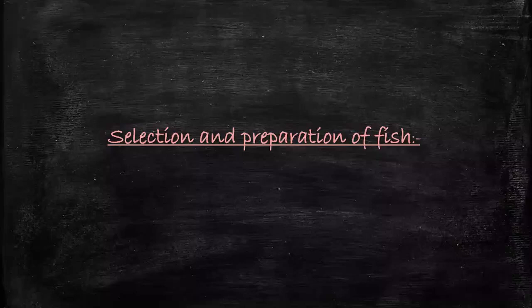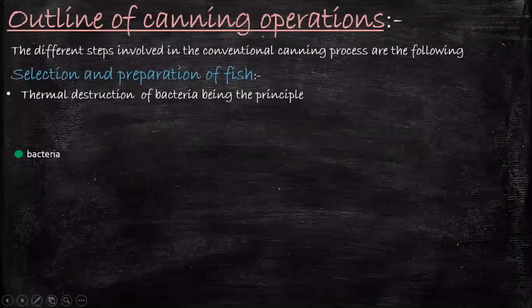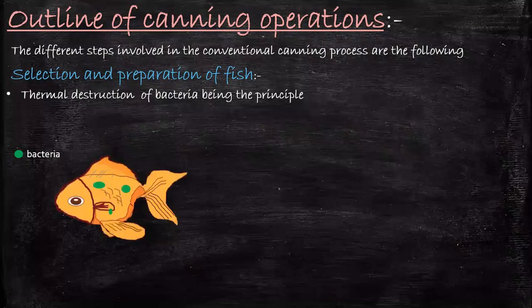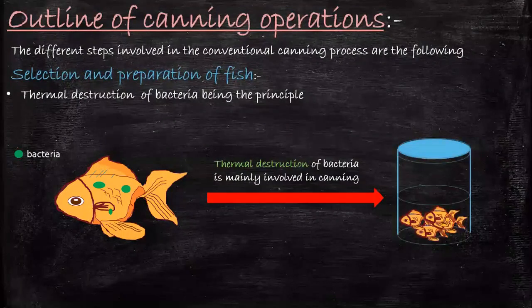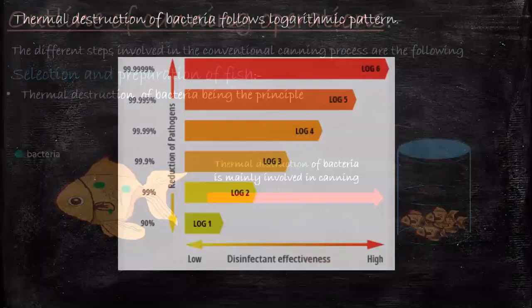So let's see. Selection and preparation of fish is part of our canning process operation. When we are taking the cans, we are preparing the canning procedure. First of all, we take the fish which contain a low amount of bacteria, and then we apply thermal destruction of bacteria on this fish. After destroying 99% of the bacteria from that fish, we keep that fish in a preserved condition for future use. This process is termed canning. Next we will see which kind of fish we should select.